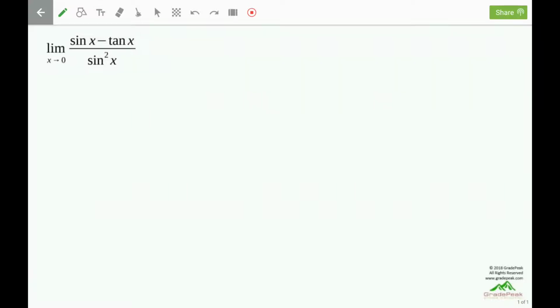Limit as x goes to 0 of the sine of x minus the tangent of x over the sine squared of x. The first thing we're going to do is plug a 0 in for each of the x's. That will give us the sine of 0 minus the tangent of 0 divided by the sine of 0 quantity squared. The sine of 0 is 0.